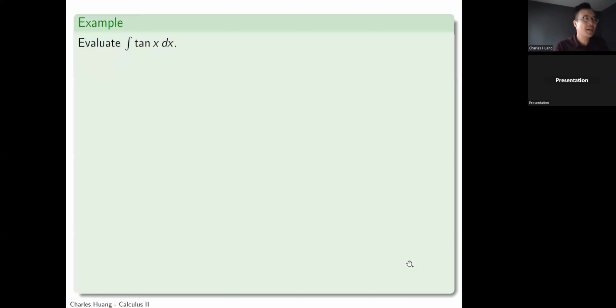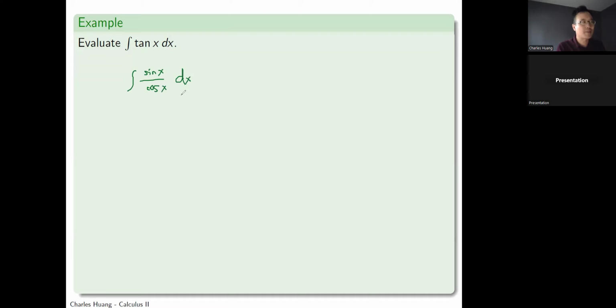The proof itself is not very important, but we want you to focus on how to do the substitution. Now here, with just tangent x, it seems like there's nothing to substitute because we only have one part. So here we're going to show you a trick. If you rewrite tangent as sine x over cos x dx, then we can do substitution.